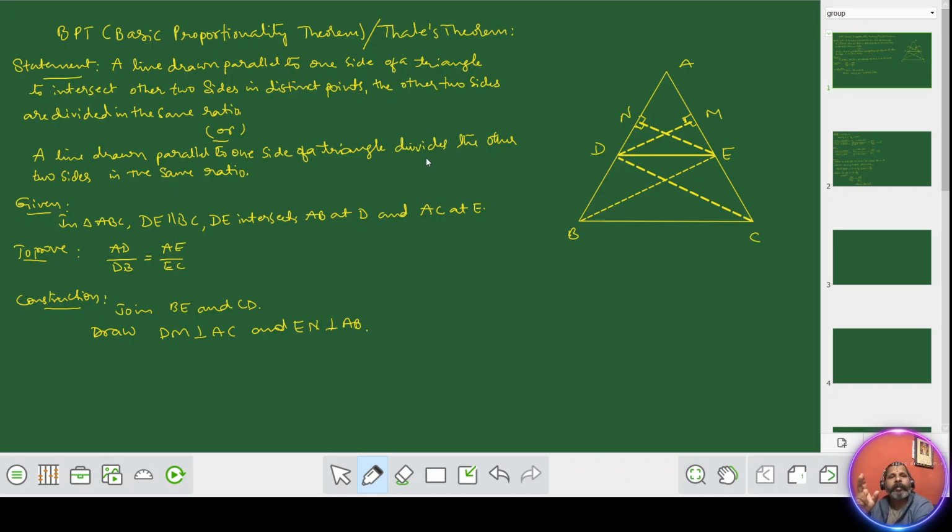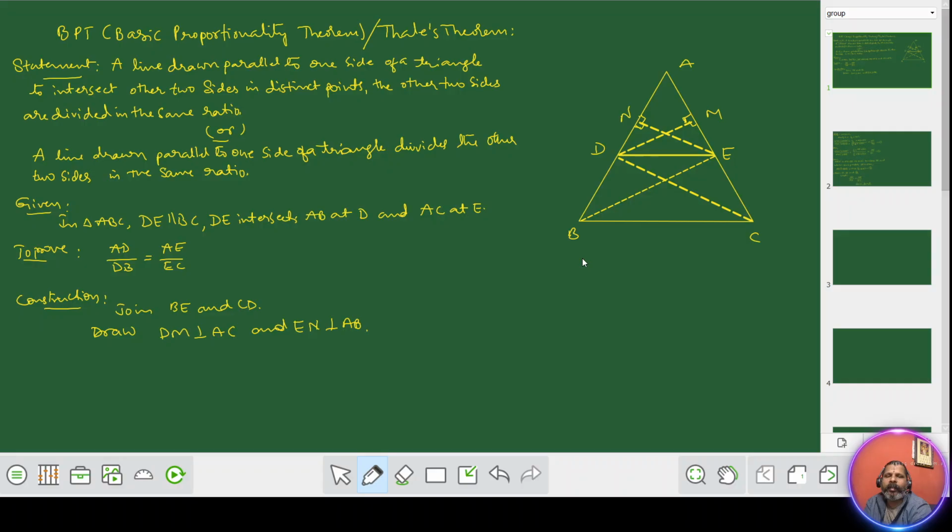To prove is the proof part of the theorem: the other two sides are divided in the same ratio. Which sides are to be taken? The line is drawn parallel to one of the sides; leaving that side, the other two sides are divided in the same ratio. What is the ratio? AD by DB should be equal to AE by EC. Remember, AD by DB should be equal to AE by EC. That is the part that we need to prove.